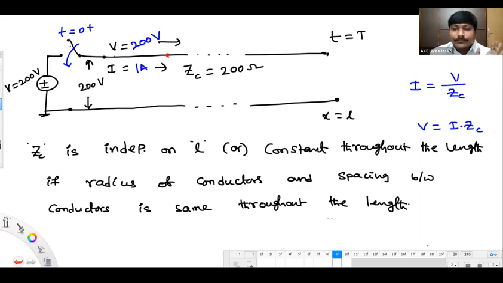Have you understood this? I need your response. If you didn't understand this one, it is very difficult to understand the further extension of this. All of you understood this?